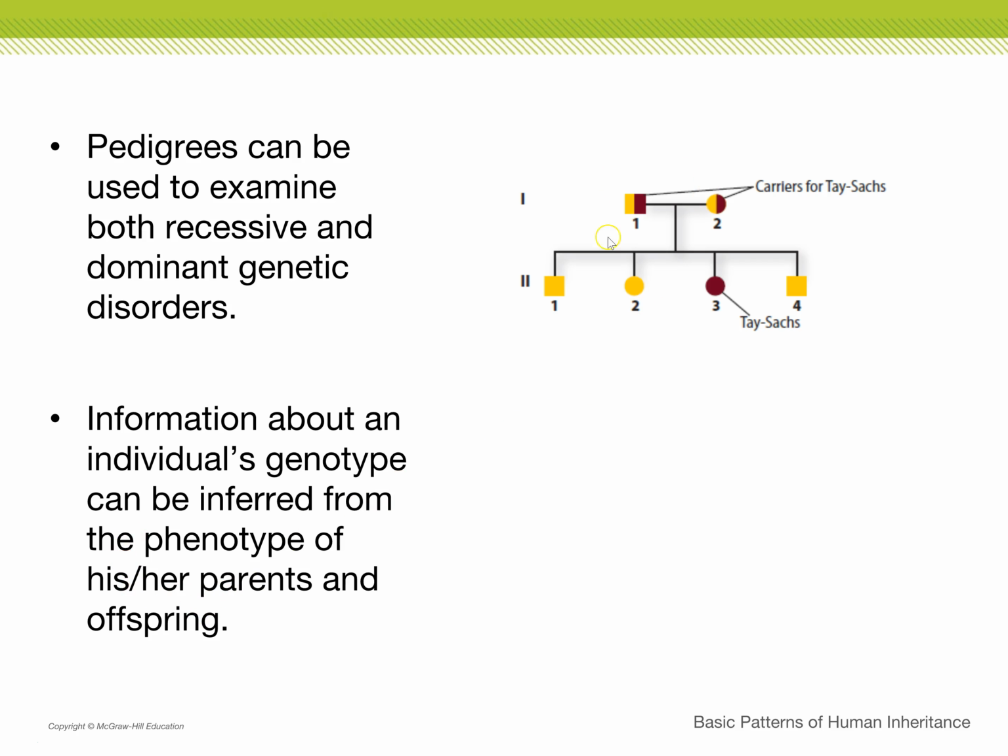So right here I can see this is a recessive disorder. Parent 1 and parent 2, so dad and mom, are both carriers for Tay-Sachs. They have a 25% chance of having a child with Tay-Sachs. So this would be perfect statistically if they had three kids that were normal and one with Tay-Sachs, that would be what the statistics would say they would have. So this would be what a pedigree would look like for a recessive disorder.